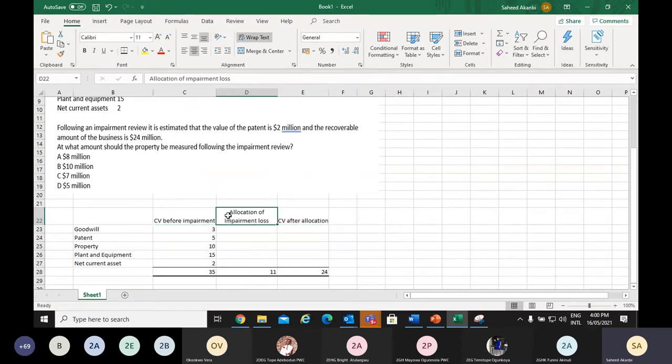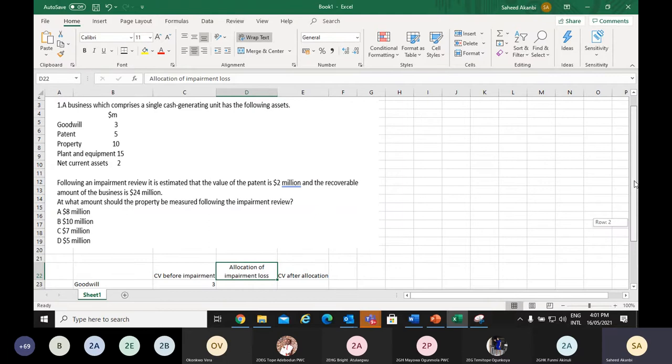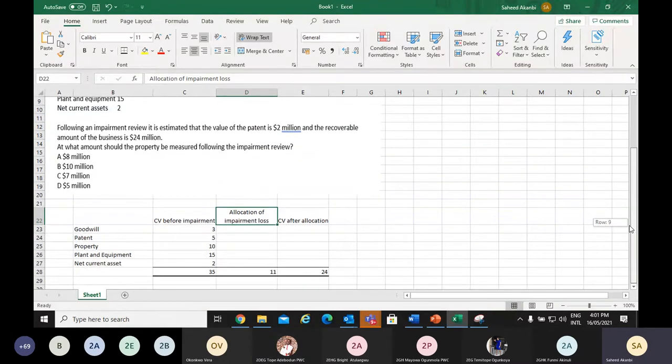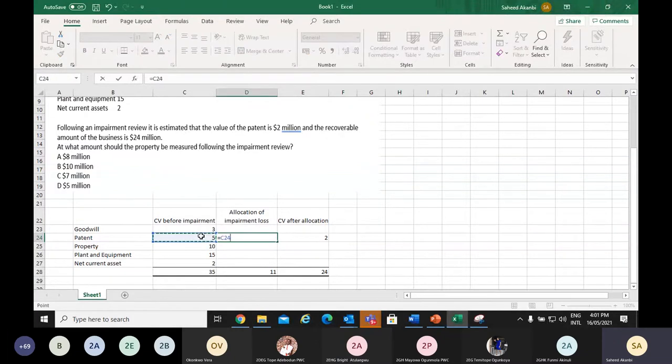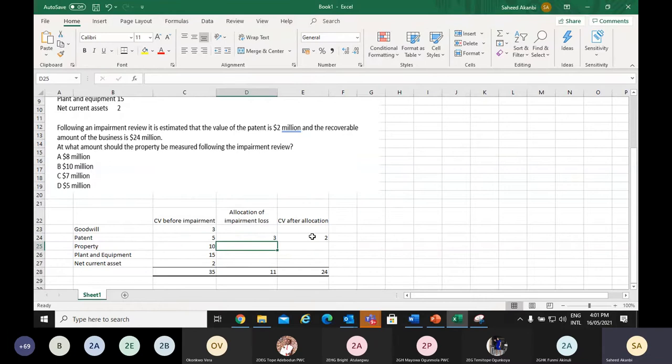That's the principle. In this question, there is an obviously impaired asset, which is the patent, 2 million. But the question is telling me that I should not follow the principle 100%. Even though the patent is an obviously impaired asset, its recoverable value is 2 million. That means make the carrying value of the patent 2 million. So I've only allocated the difference of 5 and 2 to patent, which is 3. Out of 11 million, I've used 3 million, remaining 8 million.